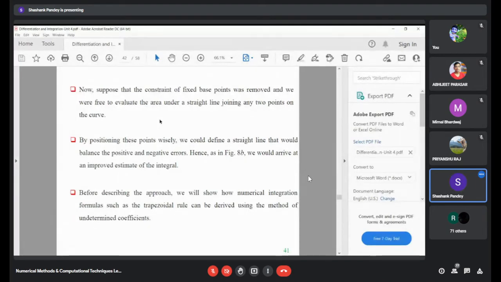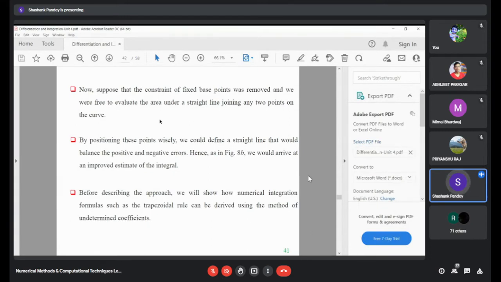So by positioning these points wisely, we could define the straight line that would balance the positive and negative error. Hence, as in figure 8b, we would arrive at an improved estimate of the integral. So if we place these points wisely, we will get a better estimate of the integral when compared with the exact solution.